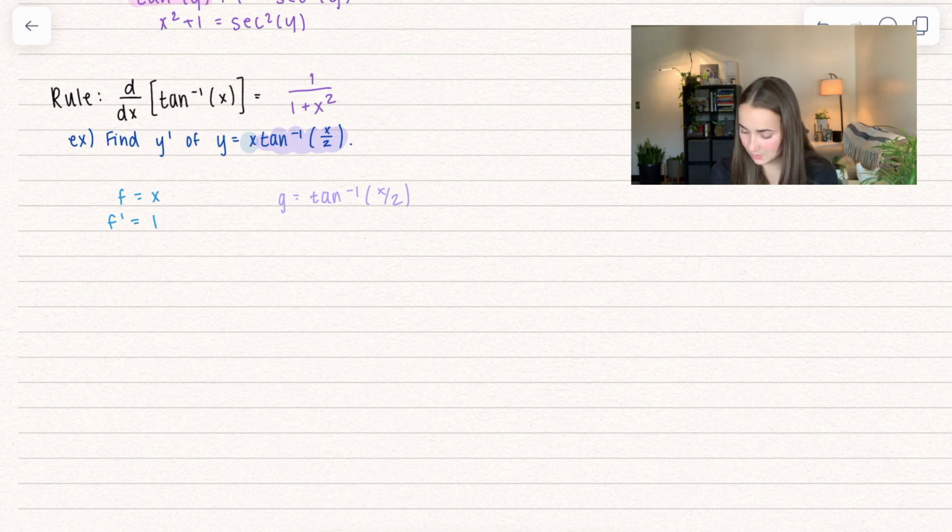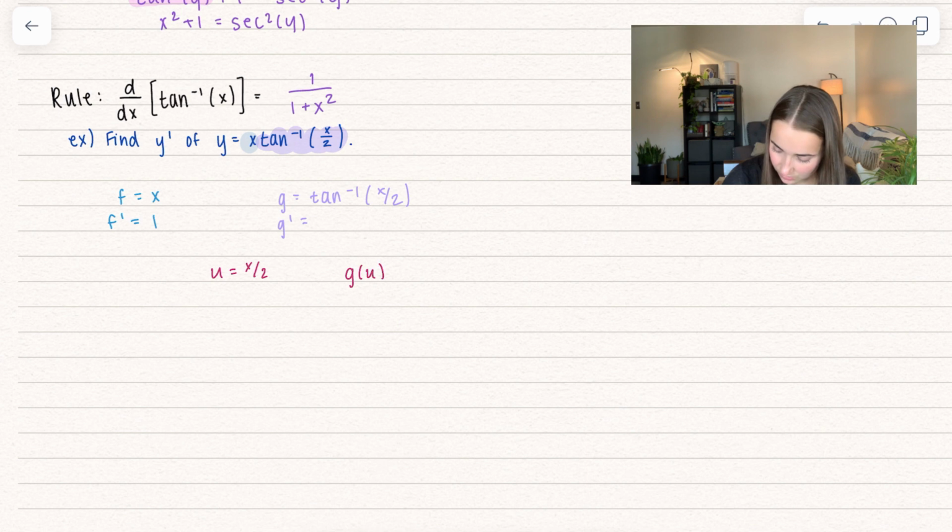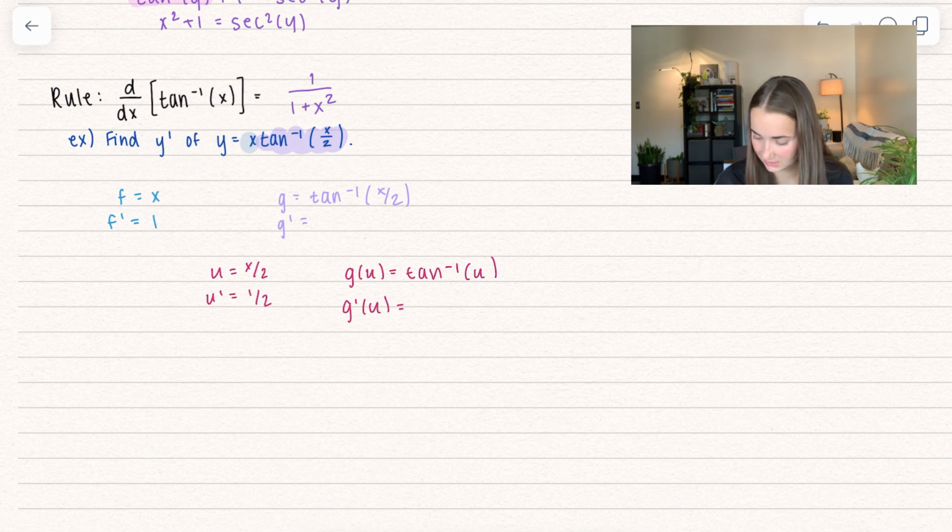Now, if I want to find g prime, then I'm going to have to use a little bit of chain rule. You can write it out explicitly or you can just go for it. I'm just going to write it out. So I know my inside is going to be x over 2, and my outside, g of u, is going to be the inverse tangent. Alrighty, let's go ahead and find these derivatives. So u prime is nice. That becomes 1/2. And now g prime of u, that's going to be a bit interesting. So this is our rule that we have, 1 over u squared plus 1. But when we plug this in, we need to replace u back in. So I get 1/2 times 1 over, and now I get x over 2 squared plus 1.